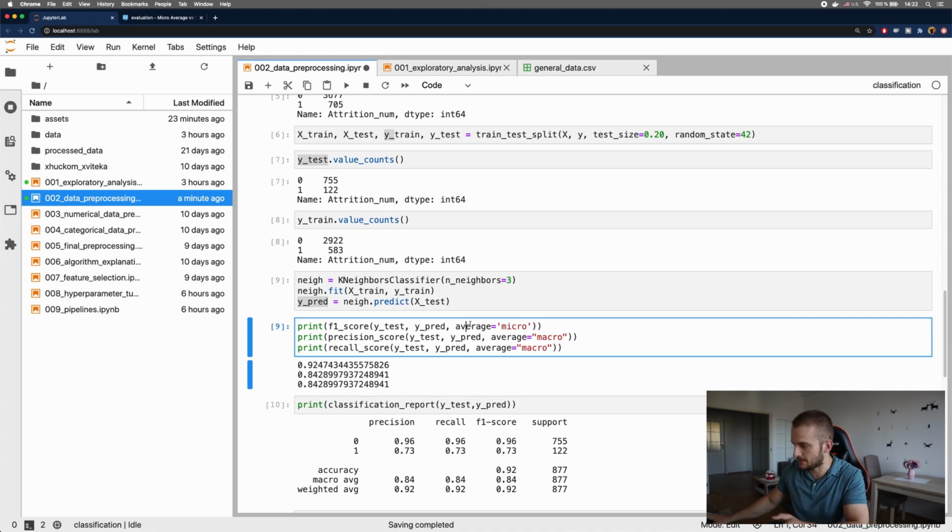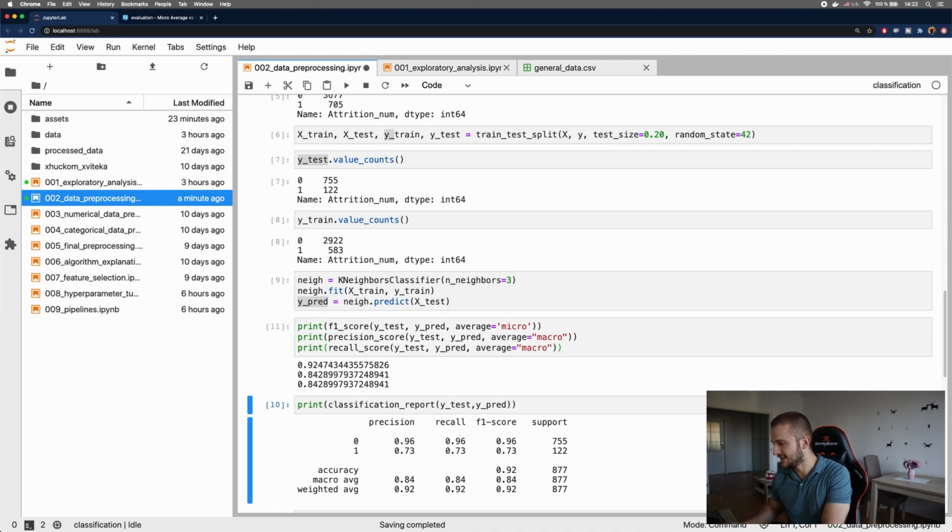whatever, don't care about this. And then we can also compute the precision score and recall score for macro. By running this, you will see that we are having pretty nice results. Even the baseline classifier got 92% for F1 score and precision score 84.